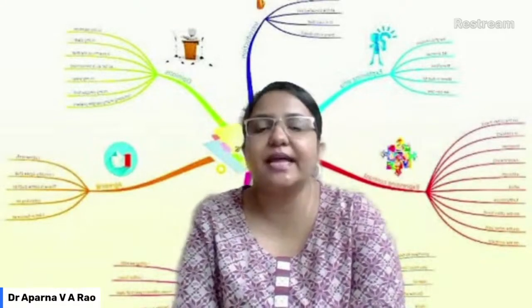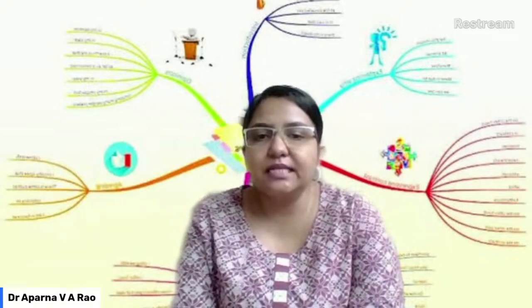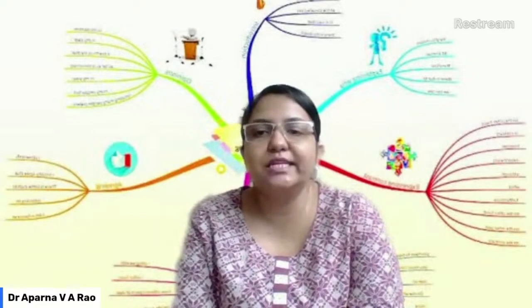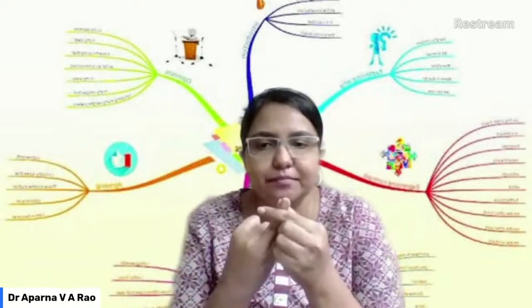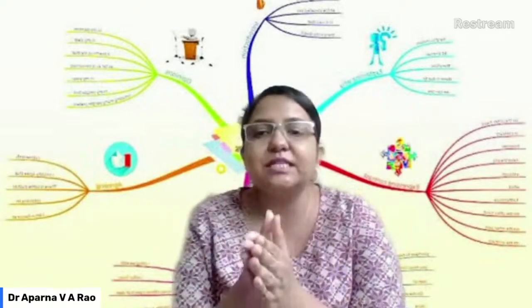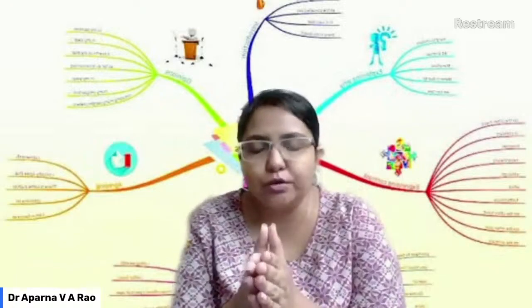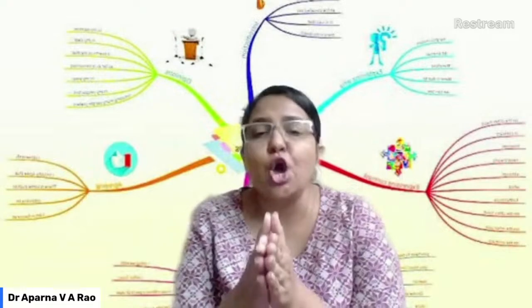Next, add subtopics or branches. Identify and add the main subtopics or branches related to the central idea. These can be written as keywords or short phrases and connected to the central idea with lines. So first start with a central idea, next add subtopics. Next, expand with secondary subtopics. From each main subtopic, continue branching out by adding secondary subtopics or sub branches. These should be connected to their respective main branches.